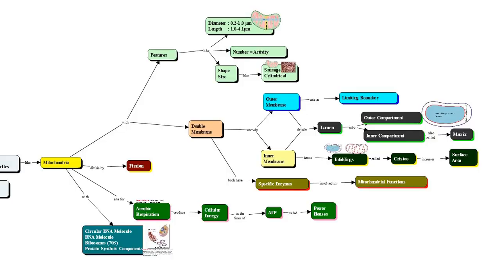This is about the structure as well as the functions of the mitochondria, called the powerhouse of the cell.